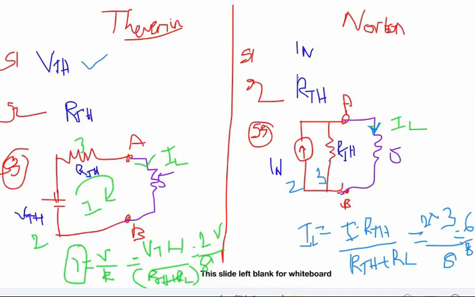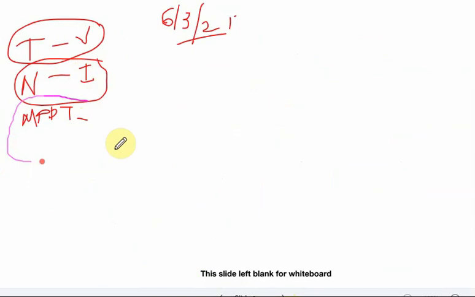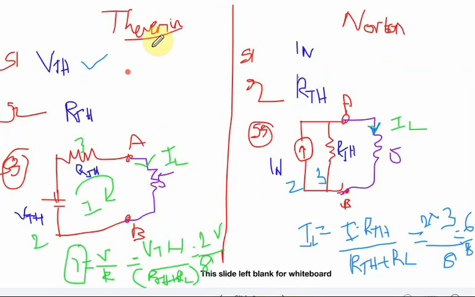Let's see one more theorem, called the maximum power transfer theorem, a very simple theorem. What is the maximum power transfer theorem? What did you do in Thevenin's theorem? Step number 1, step number 2, step number 3: I substituted VTH and RTH. In Thevenin's theorem, the RL value is normally given, say 5. But in the maximum power transfer theorem, the RL value is never given.